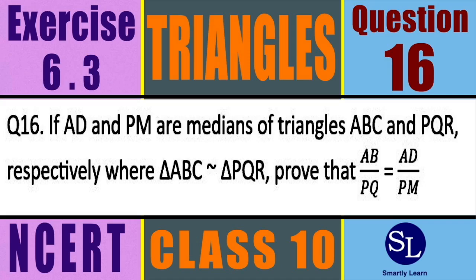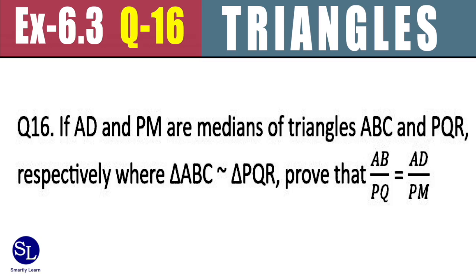In this video, let's see how to solve the 16th question in exercise 6.3. If AD and PM are medians of triangle ABC and PQR respectively, where triangle ABC is similar to triangle PQR, prove that AB by PQ is equal to AD by PM. So let's draw the two triangles first.